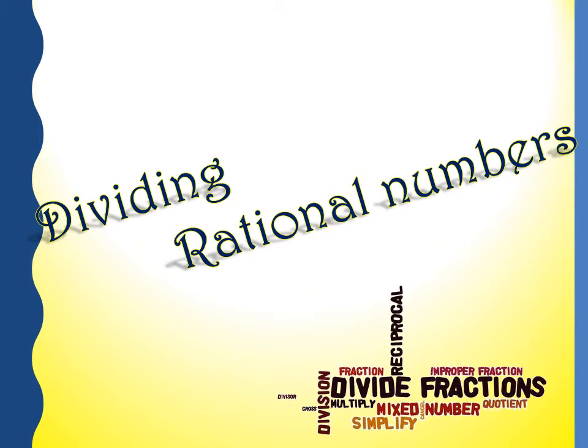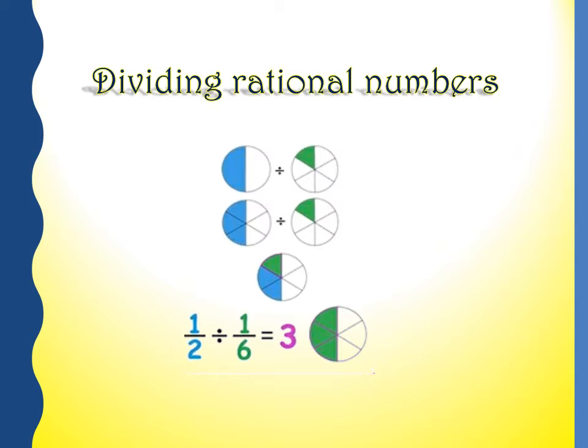Now let's talk about dividing rational numbers. The concept of dividing rational numbers is the same concept of dividing fractions. In this example, I need to divide this half by 1/6. I will search how many groups of 1/6 I have in this half. I will find 3. So the answer is 3.